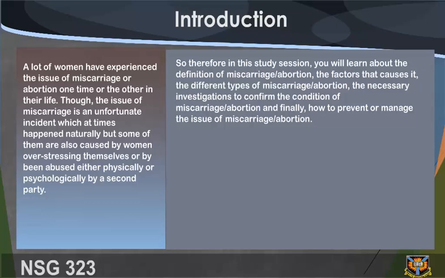So therefore, in this study session, you will learn about the definition of miscarriage or abortion, the factors that cause it, the different types of miscarriage and abortion, the necessary investigations to confirm the condition of miscarriage or abortion, and finally, how to prevent or manage the issue of miscarriage and abortion.